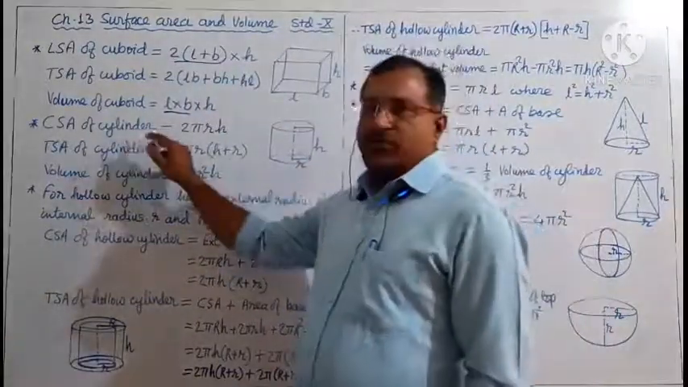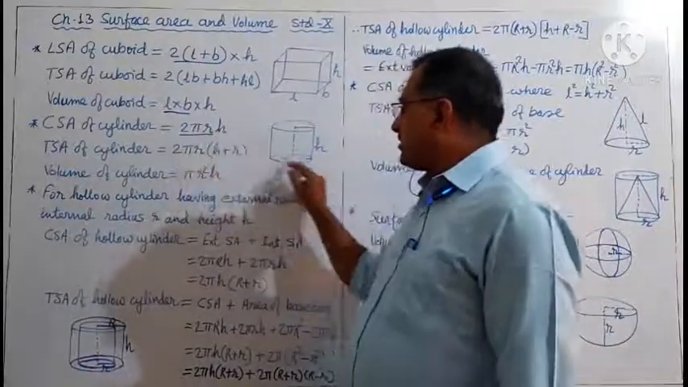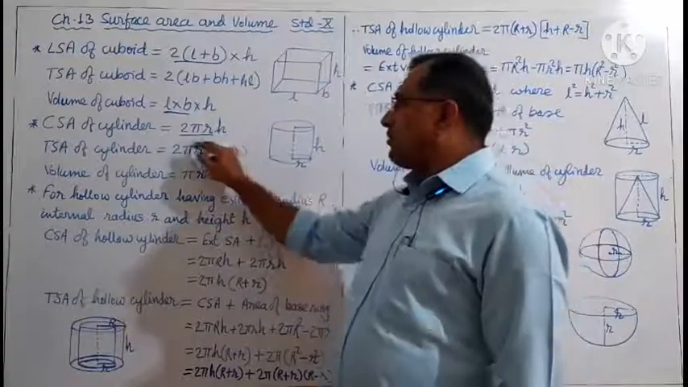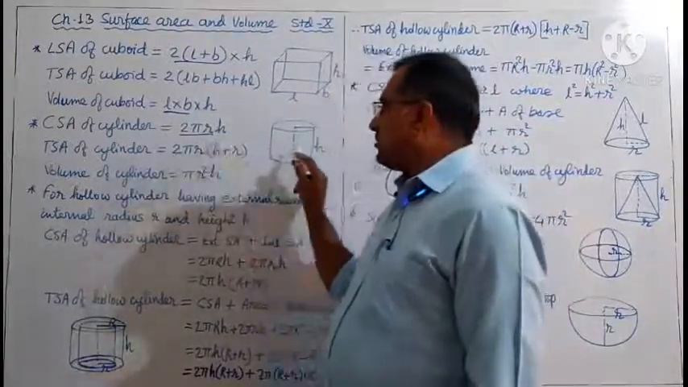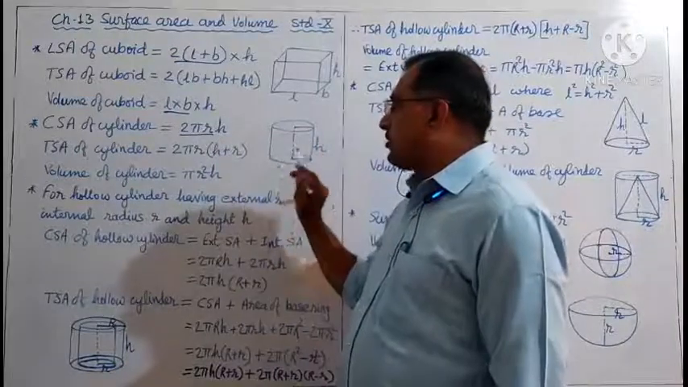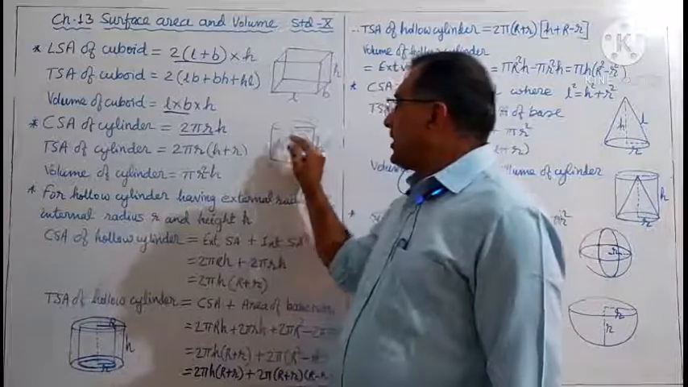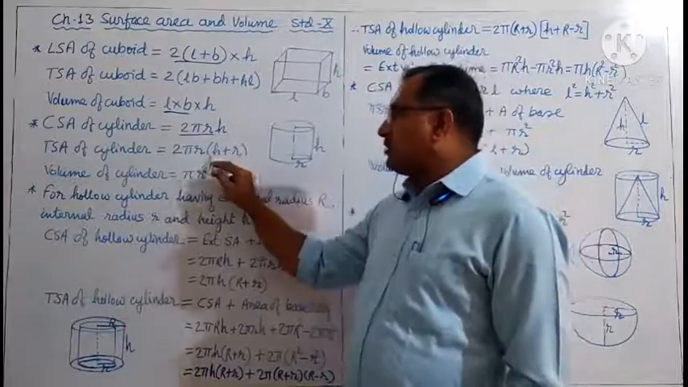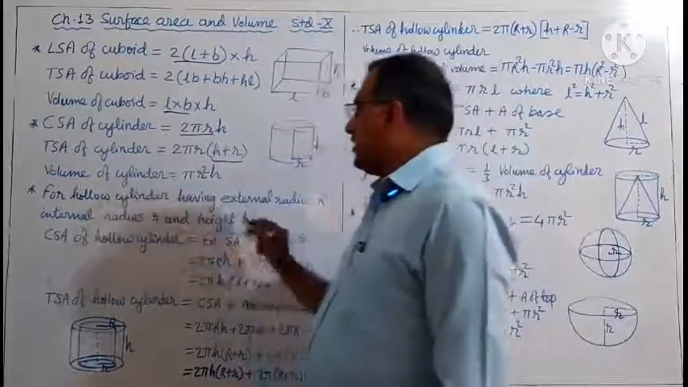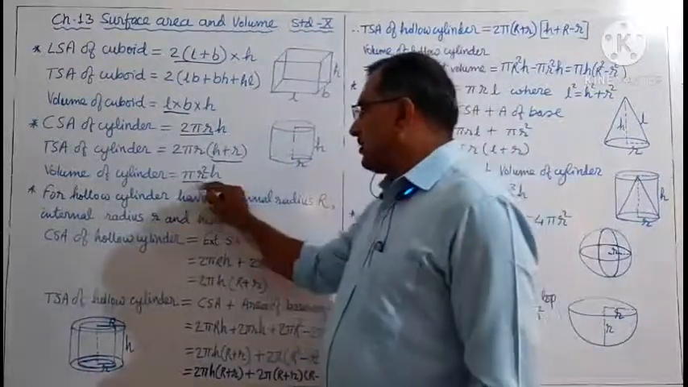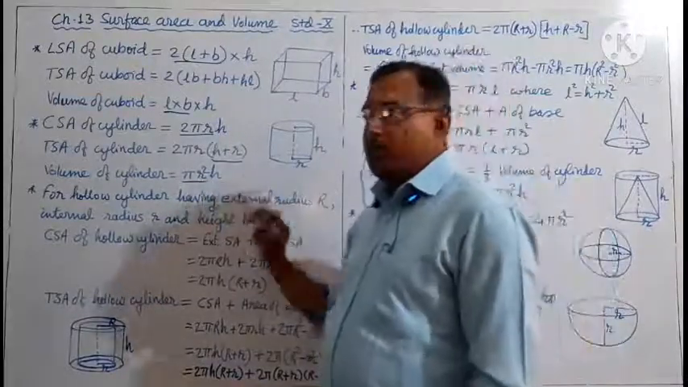Same way, curved surface area of a cylinder: perimeter of the base, as the base is circular here, perimeter of the base multiplied by height. Then total surface area is equal to curved surface area plus area of the top and area of the bottom. So here curved surface area plus 2 times pi r square. So 2 pi r common, so we get (h plus r) in bracket. Volume of the cylinder is area of the base multiplied by height. So area of the base is circular, so pi r square h.